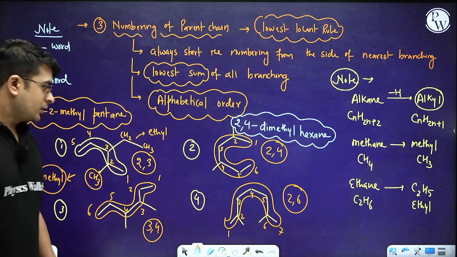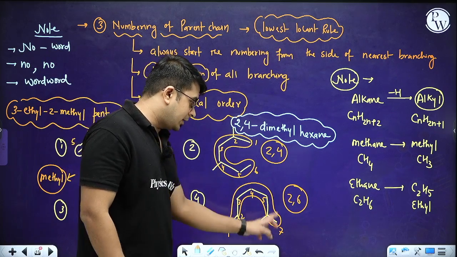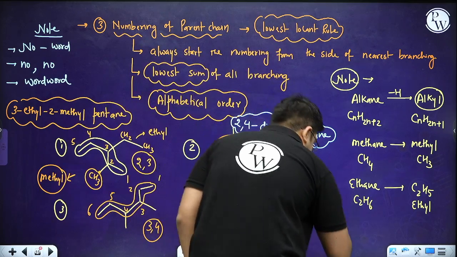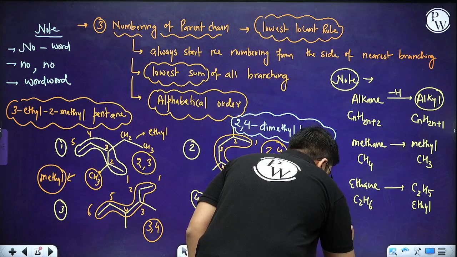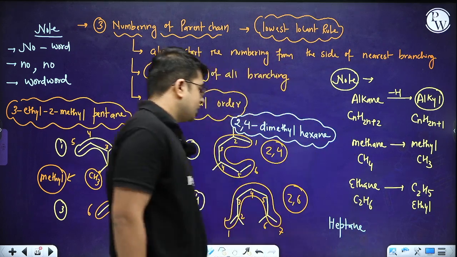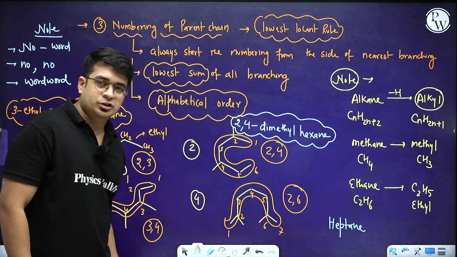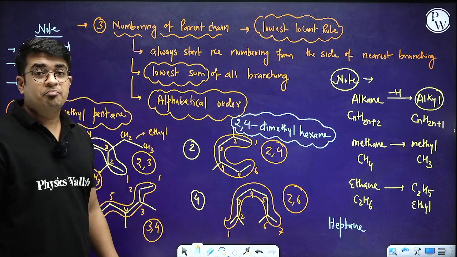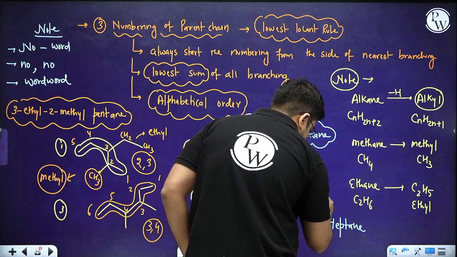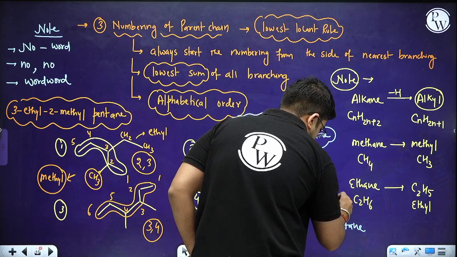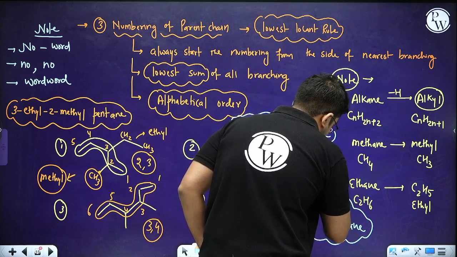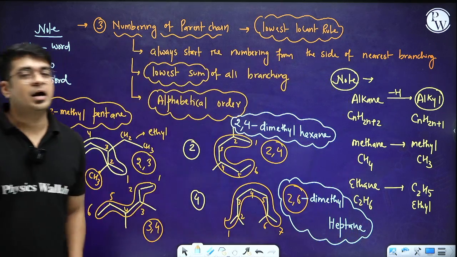Okay. In the same way, if I talk about this entire part, again you can see 1, 2, 3, 4, 5, 6, 7. 7 means heptane. 7 means you have heptane. Okay. But the thing is, on second and sixth position, you have the same group, which is methyl. So what you can do? You can say 2,6-dimethylheptane. That will be the name of this organic compound.